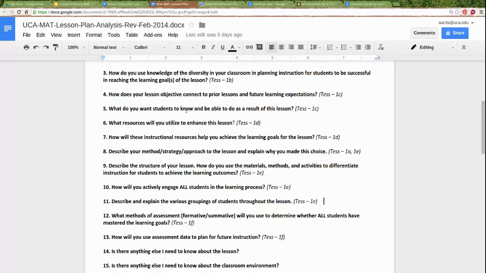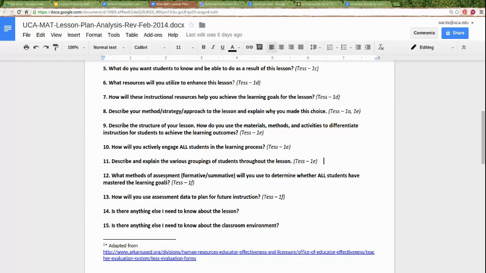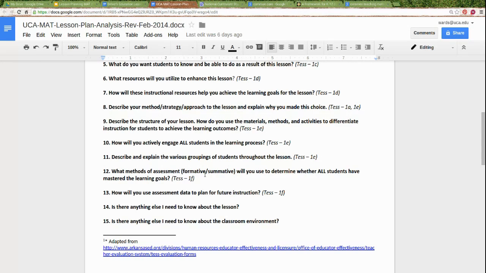We're getting close to the end. We're now on assessment. So number 12, I'm just going to explain the formative. I won't be using any summatives for this class, so don't worry about that. What formative assessments am I using to determine whether all students have mastered learning goals? You've got these planned. You plan them in the lesson. So now you're just going to kind of talk about them in more detail.